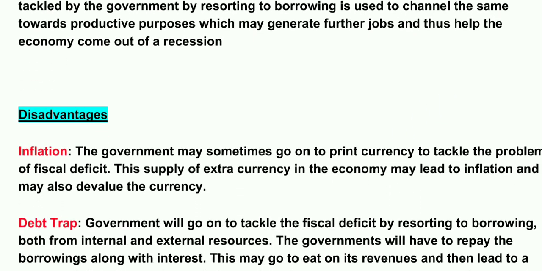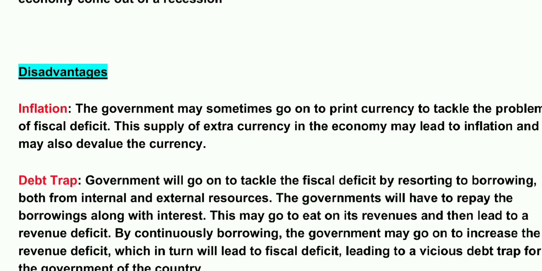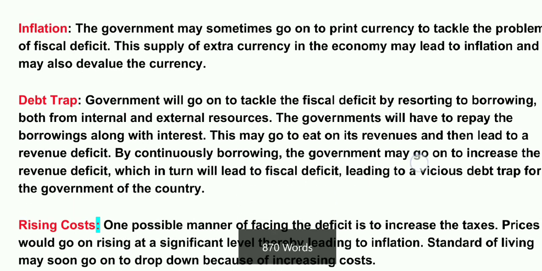Now let's talk about the disadvantages of fiscal deficit. First is inflation. The government may sometimes print currency to tackle the problem of fiscal deficit. This supply of extra currency in the economy may lead to inflation and may also devalue the currency. Next is debt trap. The government will tackle the fiscal deficit by resorting to borrowing from both internal and external sources. The government will have to repay the borrowings along with interest. This may eat into its revenues and then lead to a revenue deficit.